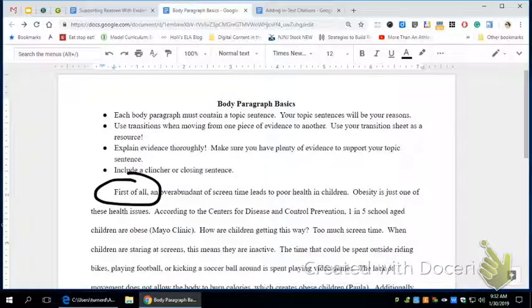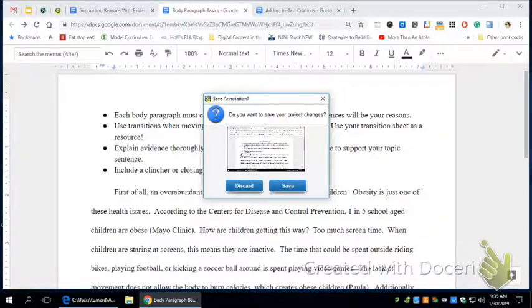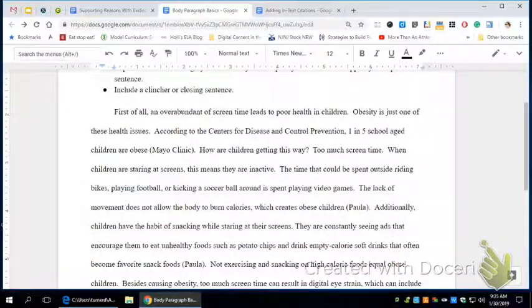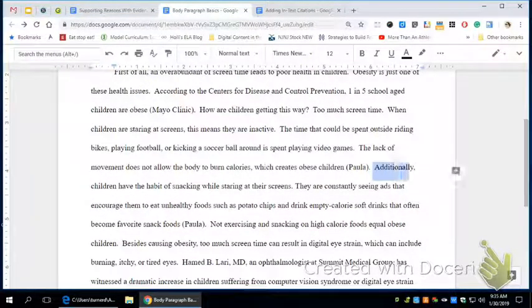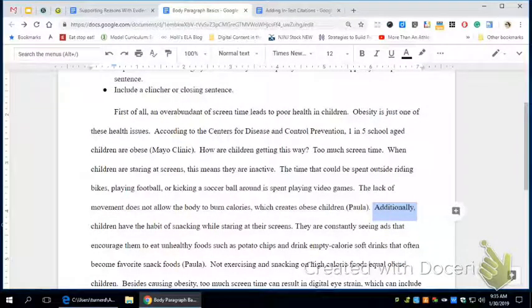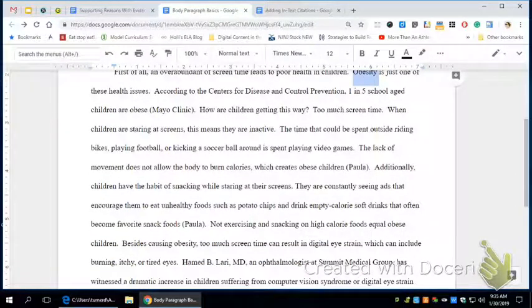So the second thing, so if you look up here, I have first of all is my transition. But then as you go on, so within your body paragraphs, right, when you're going from one piece of evidence to another. So if you look right here, it says, first of all, an overabundance of screen time leads to poor health in children. Obesity is just one of these health issues. So first I'm talking about obesity. Then I give all my evidence, right? But then I'm adding more evidence about the obesity issue, so I'm using a transition, additionally, right?